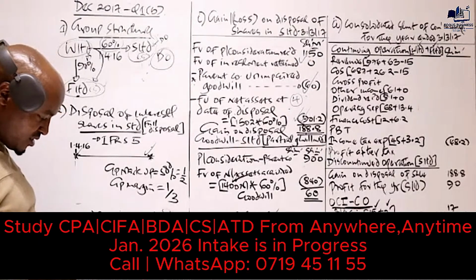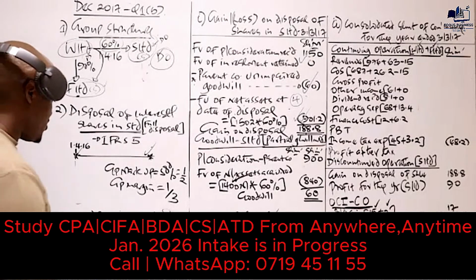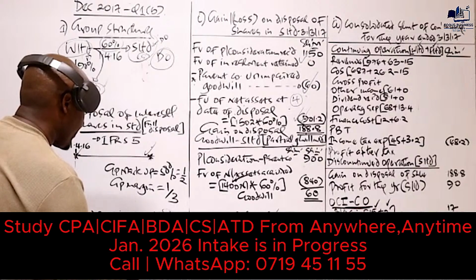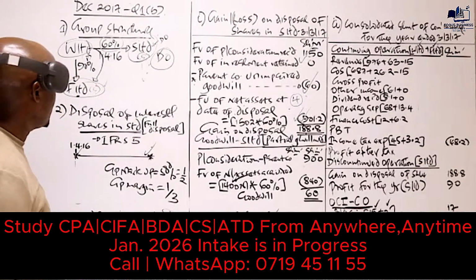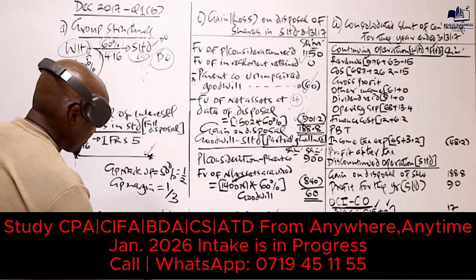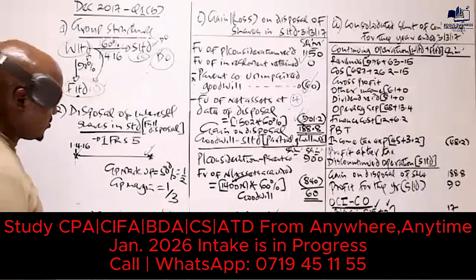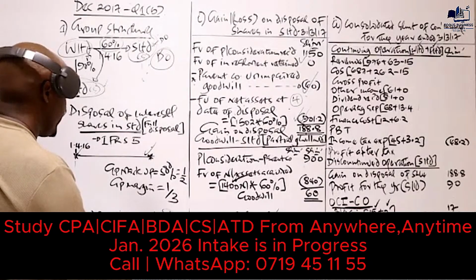The unsold goods, we are told, are 3 over 5 of the goods sold by W, which is 15 million. Those are the unsold goods. So that will give us basically 5.